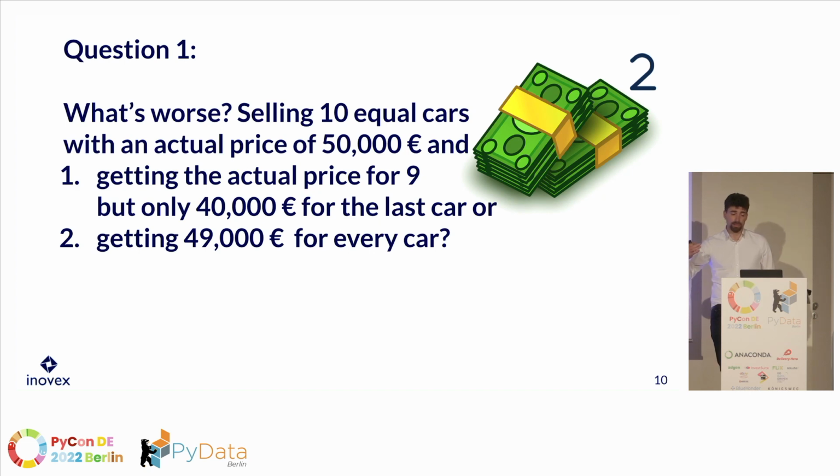This would be, let's say, a fair price. But I'm kind of lazy, so the first option would be I sell 9 cars for 50,000, but the last car for 40,000. Or the second option would be, what if I just rather sell all 10 with a price of 49,000, right? So what kind of difference would this make? In the end, I'm kind of losing 10,000 euro.